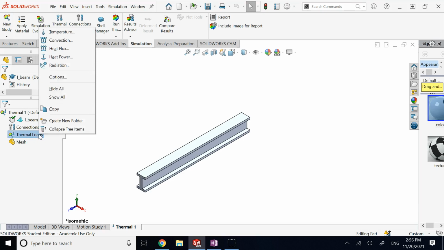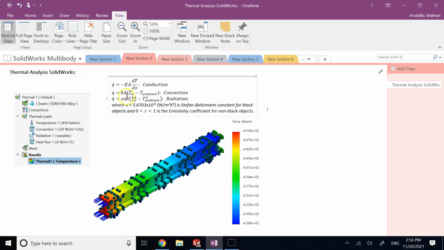So I have thermal load, and now, as I said, I can have temperature, I can have convection, I have heat flux, right? And I have heat power, I have radiation, and you might say, what's the difference between convection and heat flux? Because they look quite similar. And the answer is yes and no. So both of them have a Q dot term, but here this Q dot is kind of depending on the temperature of the fluid. So that exactly follows this formula here for convection.